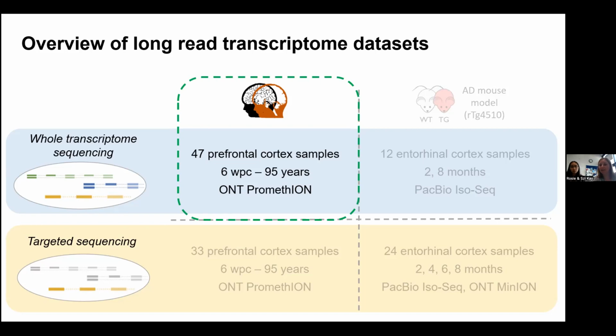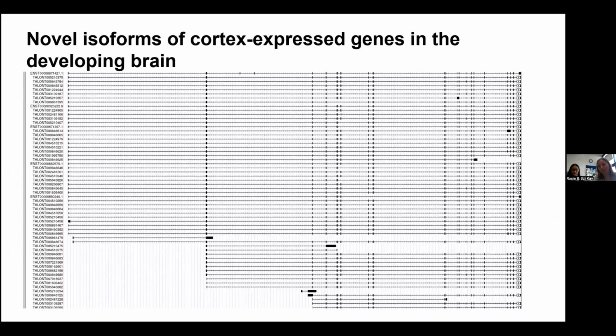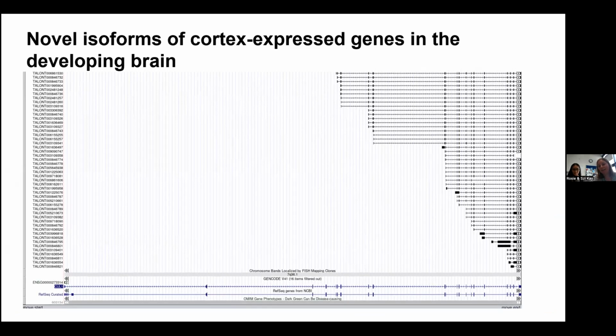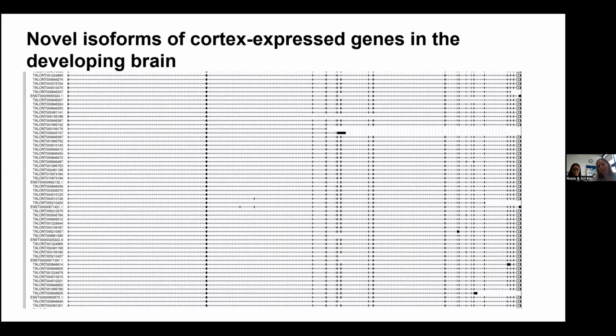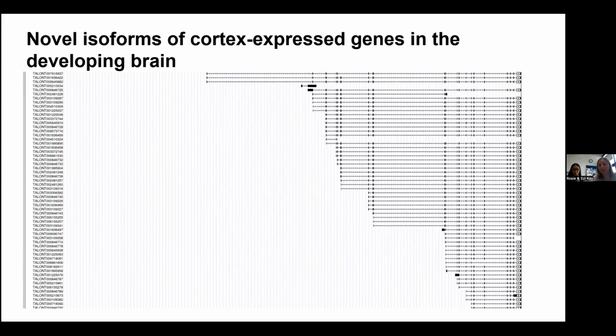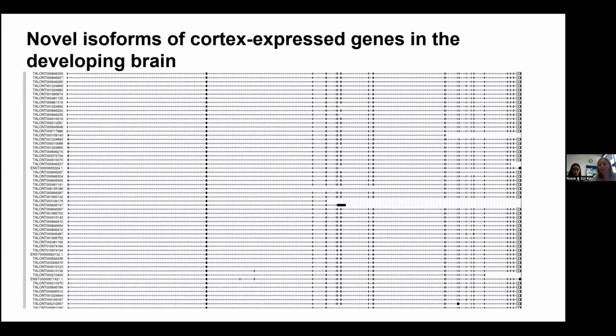These range in age from 6 weeks post-conception all the way up to 95 years old. This data was all generated on the Oxford Nanopore Promethion platform. First of all, this emphasizes the volume of data that we get from Oxford Nanopore long-read sequencing. Each line is showing a transcript, and you can see by eye the high number, 189 different transcripts for the CUL1 gene. You can also see visually that there is diversity between those different transcripts.